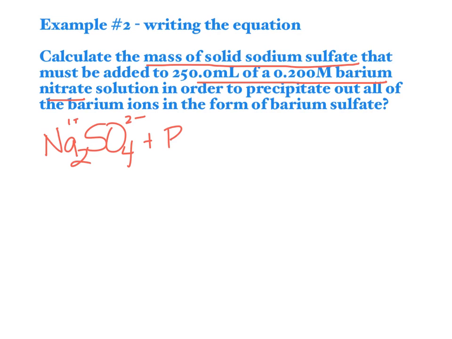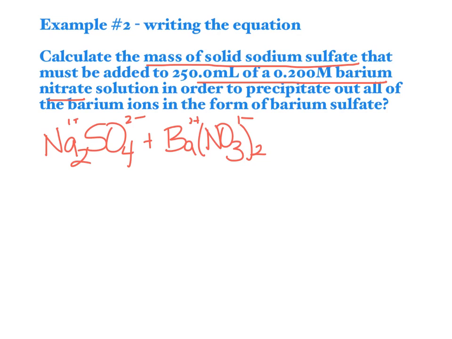Okay, barium is Ba. Barium is a 2+ charge when you find it on the periodic table. Nitrate. Nitrate is NO3. It's one of our polyatomics. Nitrate is a 1-. So by the time I'm done with this, crossing my charges down, I need some parentheses and a little 2 there. So now I've got my reactants formulas written correctly.